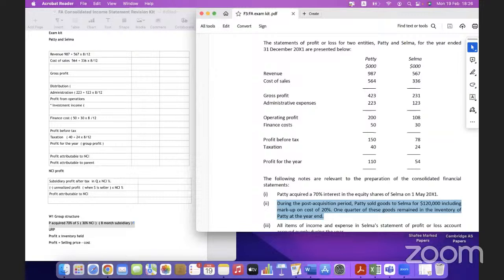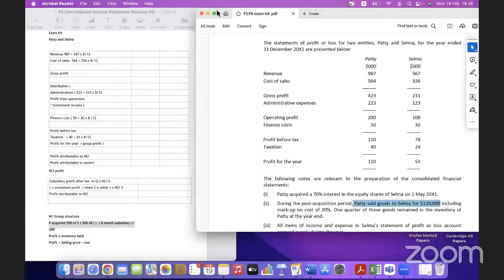Okay. So, guys, have you read that one? During the post-acquisition period, what does that mean? After buying? After Patty bought Selma, Patty sold goods to Selma for 120. Stop at that. Right? So guys, what's happening here?